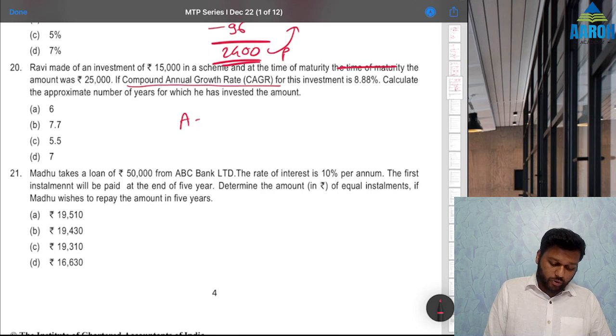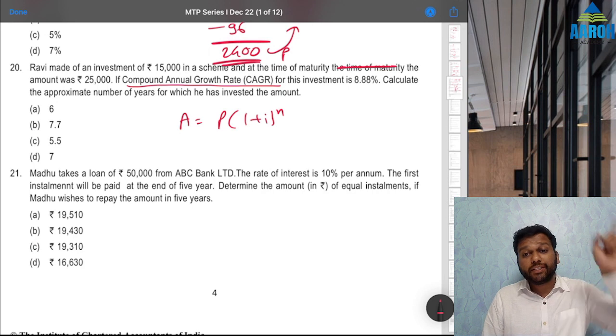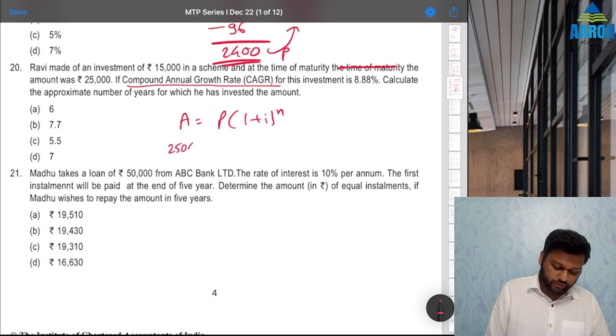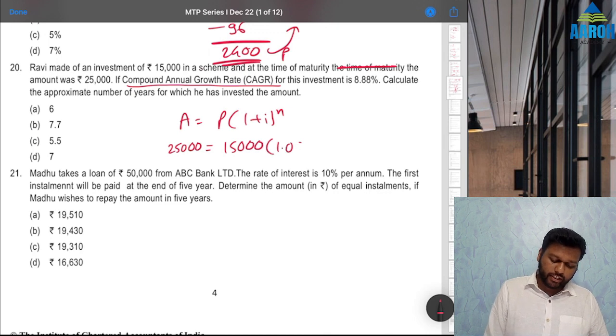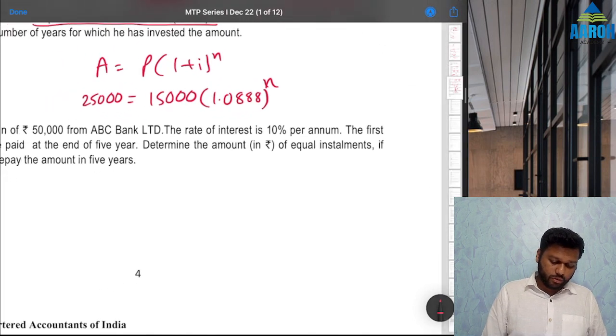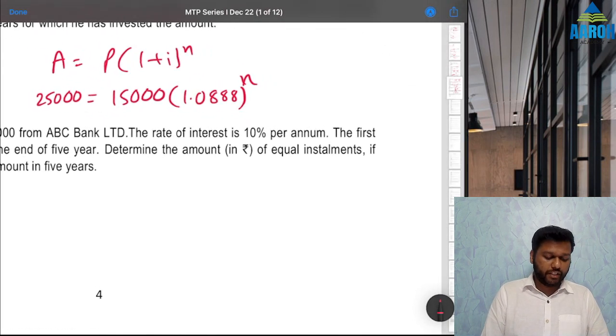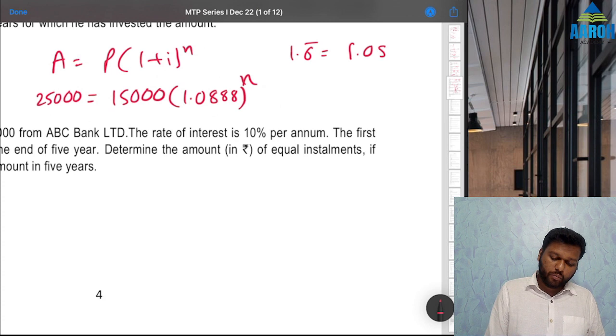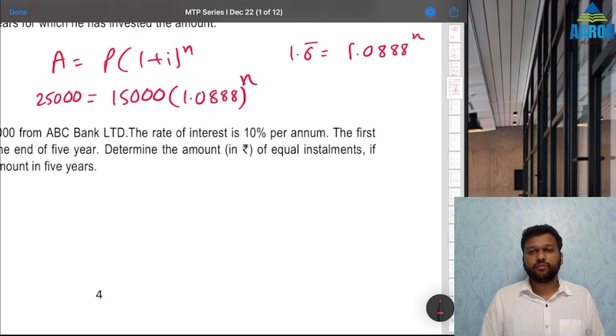We can just take amount, which is equal to principal into 1 plus i raised to n. Here amount is the amount at the end. So 25,000 is equal to 15,000 into 1 plus i, that is 1.0888, right, raised to n. This n is our number of years. That's it. CAGR is nothing but the compound interest formula. So 25,000 by 15,000 is how much? 1.6666. So 1.6 recurring is equal to 1.0888 raised to n. How do we solve this?